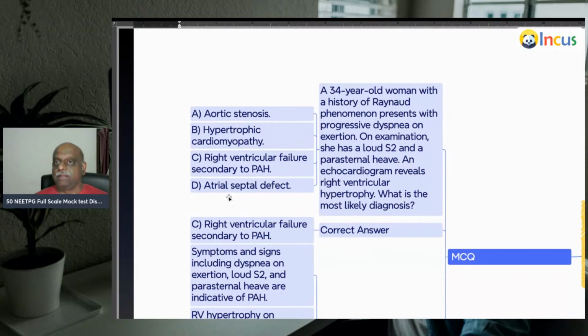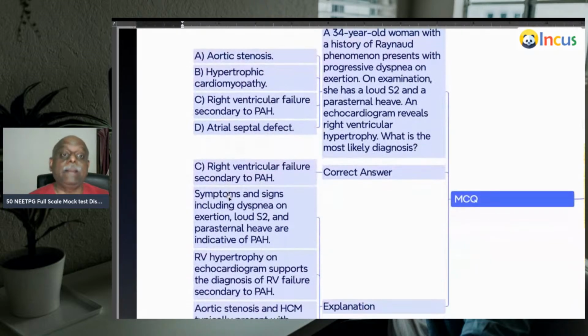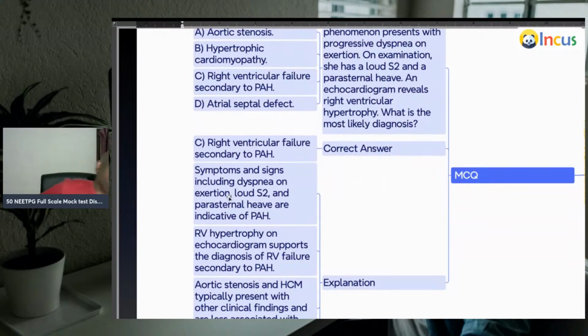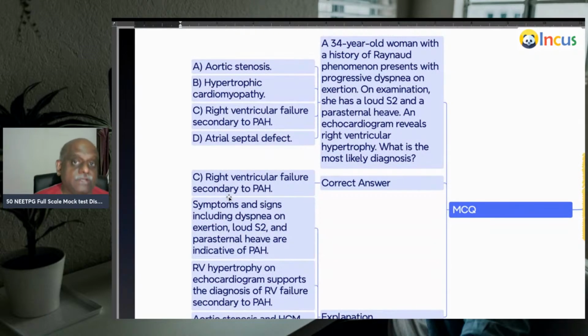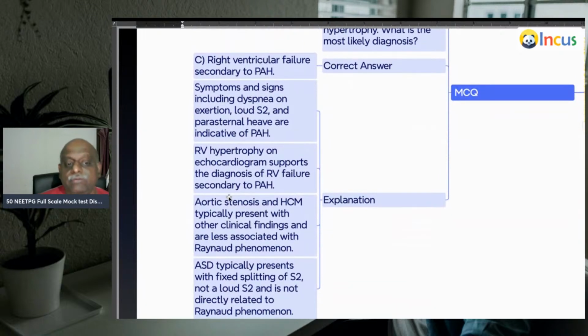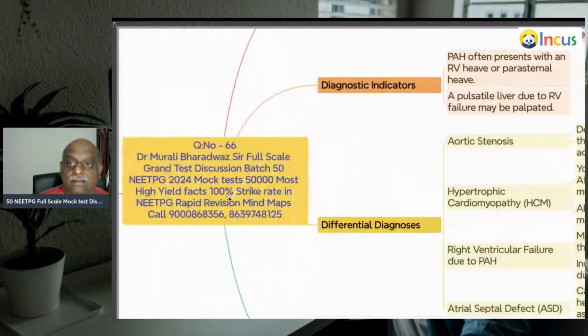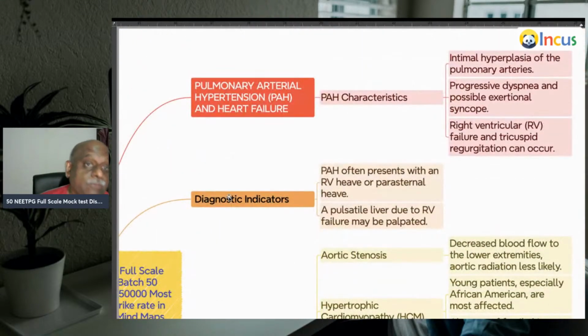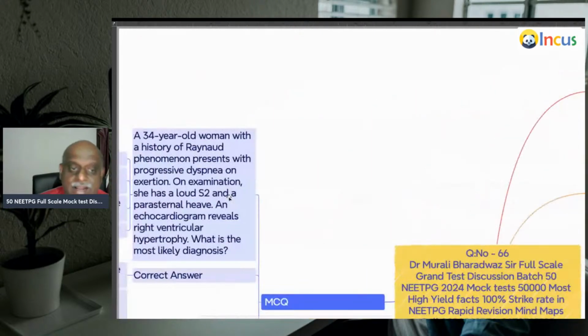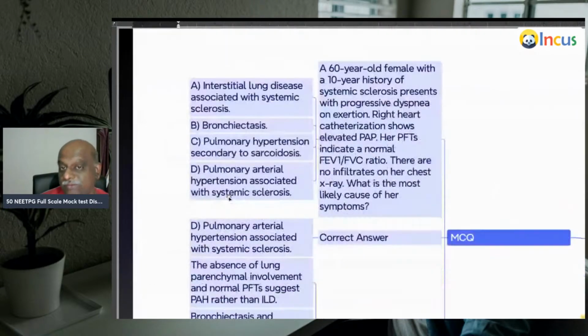A 34-year-old with history of Raynaud's phenomenon with progressive dyspnea on exertion, loud S2, parasternal heave, right ventricular hypertrophy. These are all the features of right ventricular failure secondary to pulmonary arterial hypertension. So what is the main reason leading to death in systemic sclerosis? Typically, systemic sclerosis leads to the development of pulmonary arterial hypertension that leads to right ventricular hypertrophy.